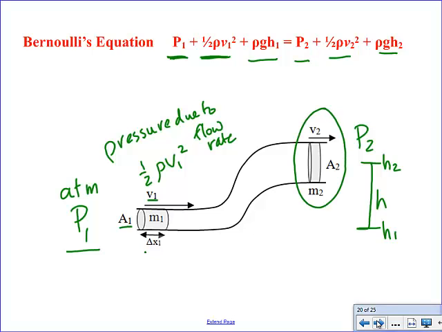This would be atmospheric pressure over here on the right, pressure due to flow rate on the right, our velocity on the right, and then pressure due to height on the right. It's interesting when you look at this equation, it looks a lot like energy. And that is not a coincidence. This really is a statement of conservation of energy. But instead of using mass, we are using density, which is a very similar measure.